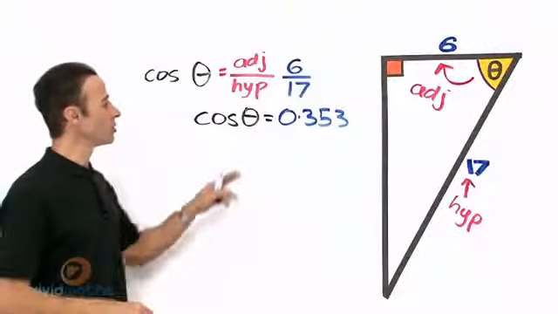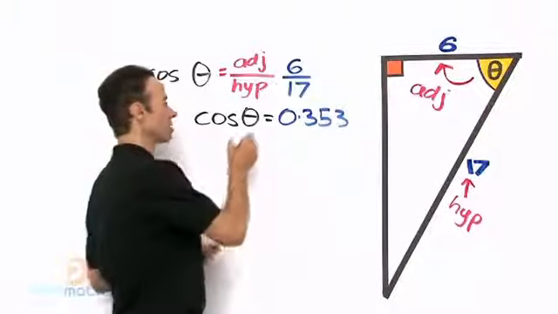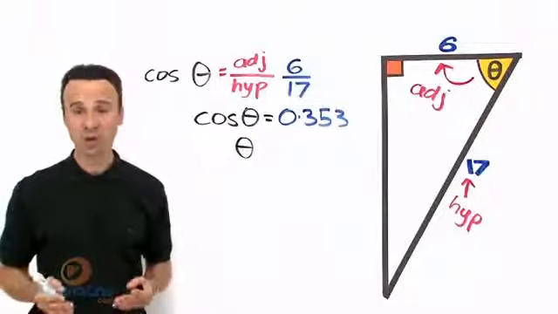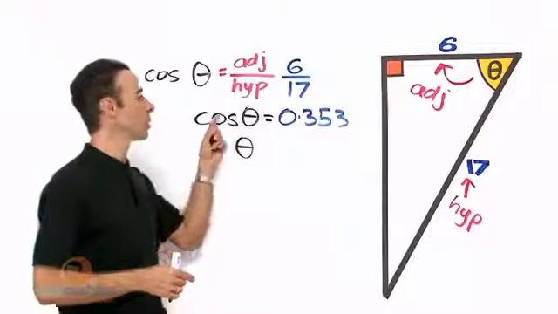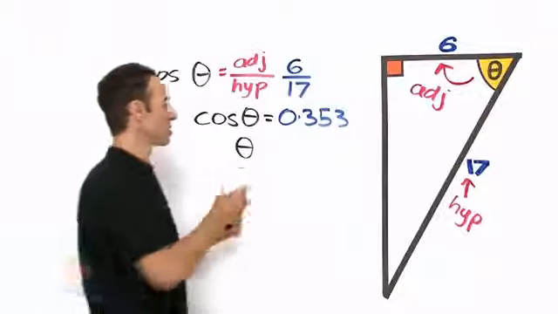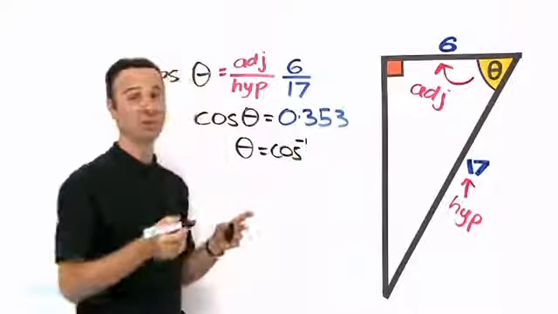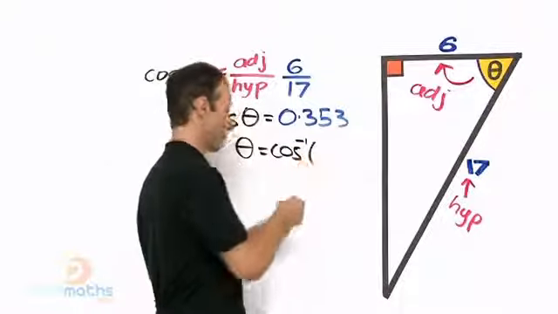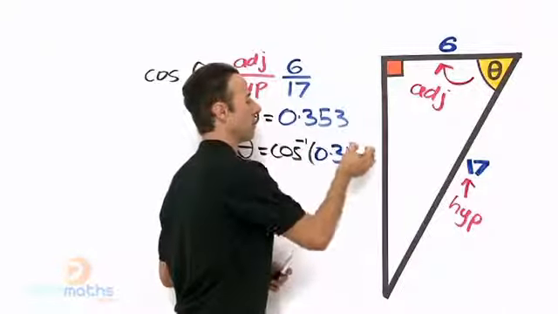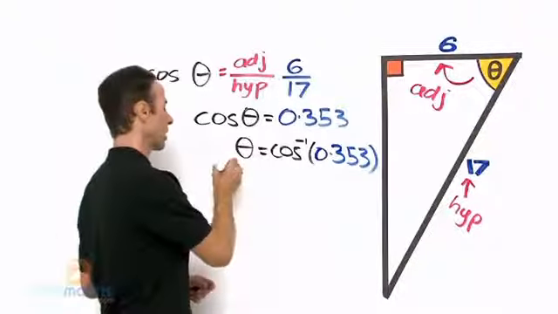Now, what we want to do is get this theta all by itself. So the way to do that is to shift cos, inverse cos, or second function cos, depending on your calculator, and bring the cos over that side. So the theta becomes an individual by itself. So that equals cos to the power minus 1, which means shift or inverse, bracket, 0.353. Cool. Now, let's go to the calculator again.